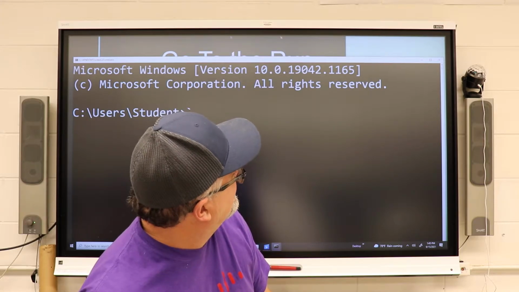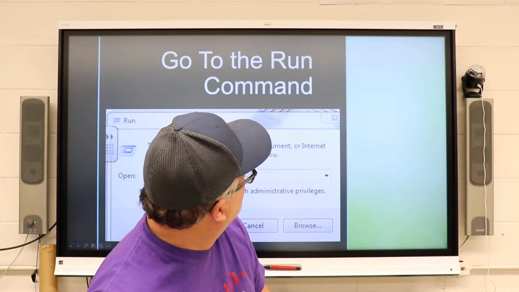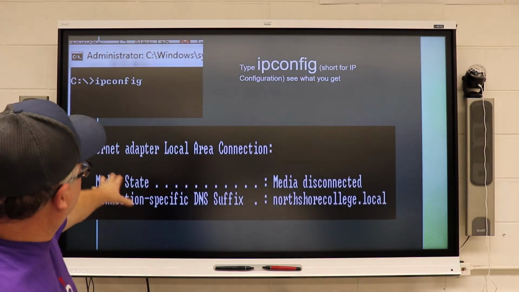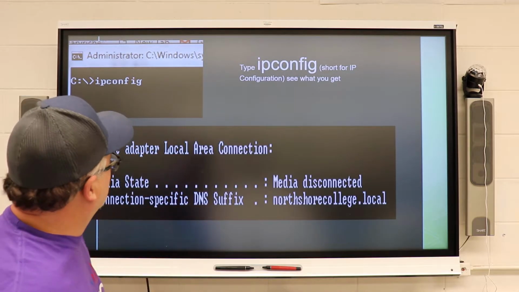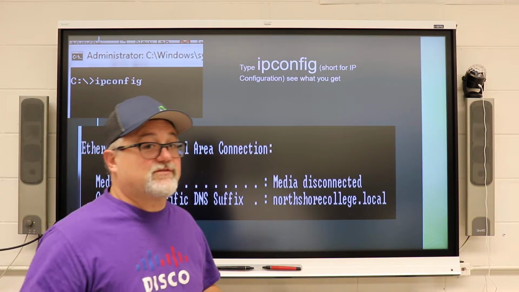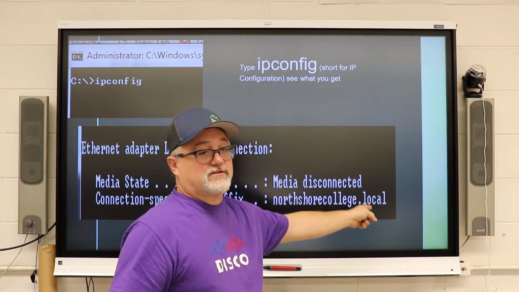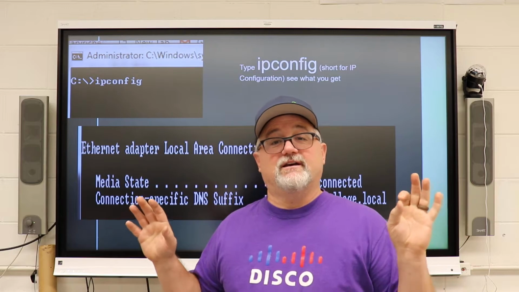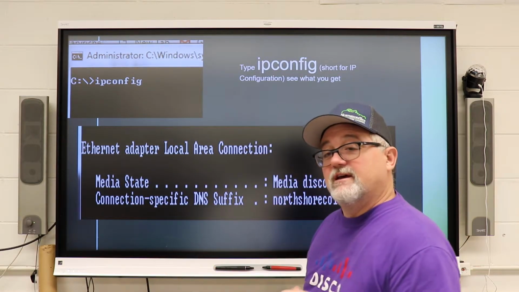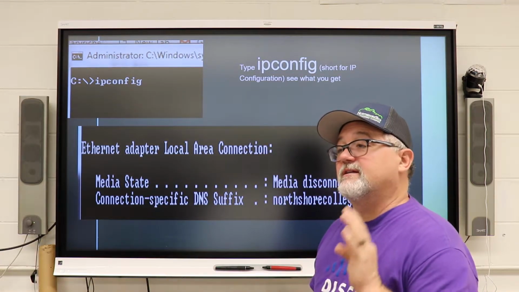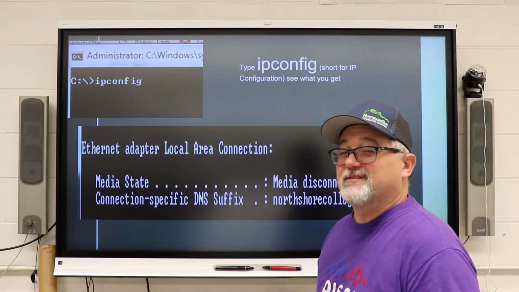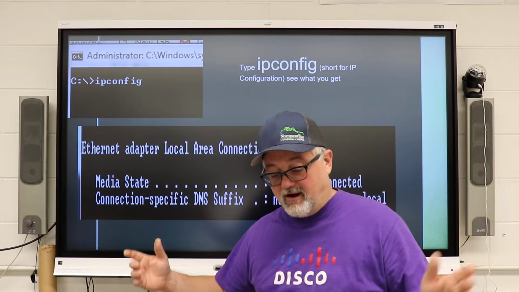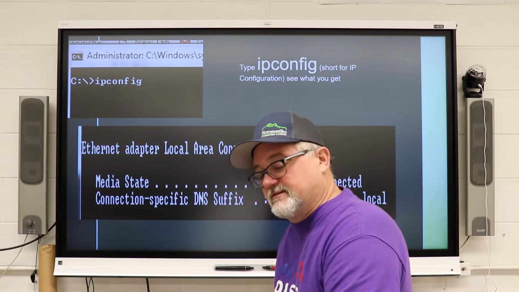Anyway, run the command prompt, which gets us to here, and we can type in IP config. If your cable is disconnected, your computer is going to tell you media is disconnected. You don't have to look under the desk to see if your customer's computer is disconnected. If you can get to that computer and IP config it, you can do this in 6 seconds. Media disconnected. Wow. All right, so now let's see why the media is disconnected.